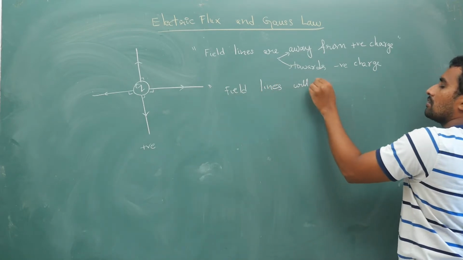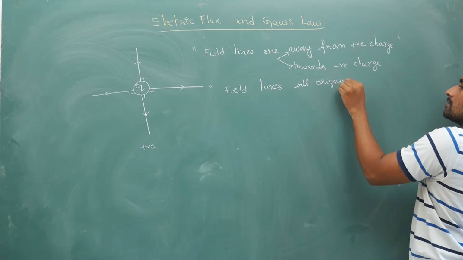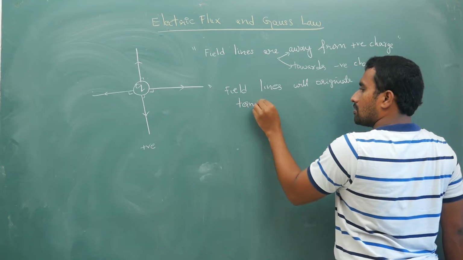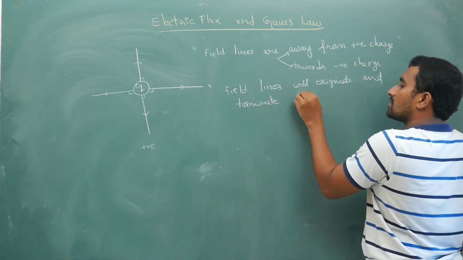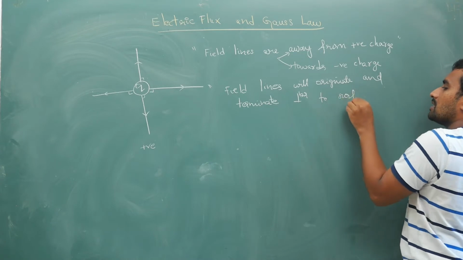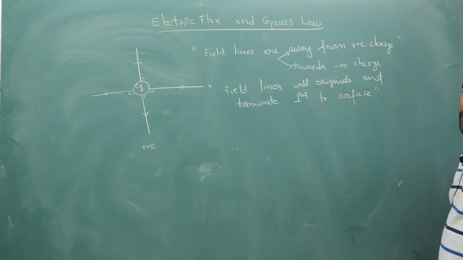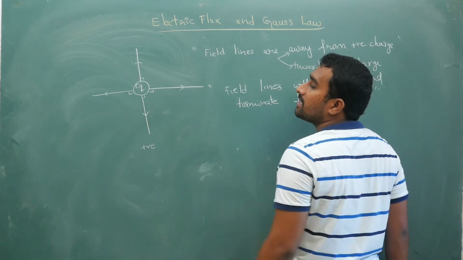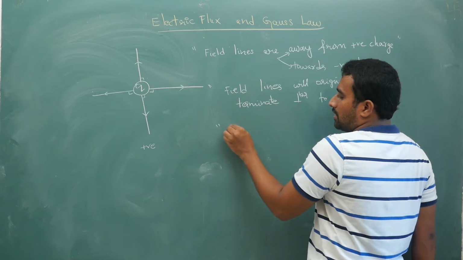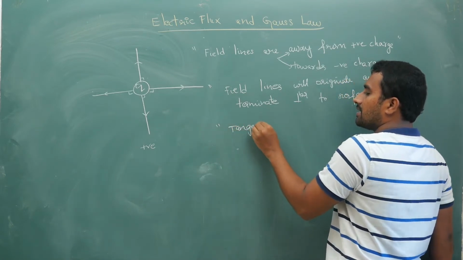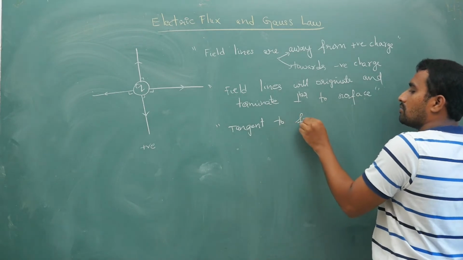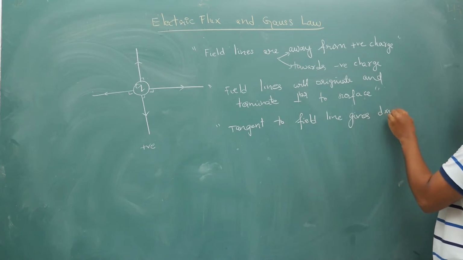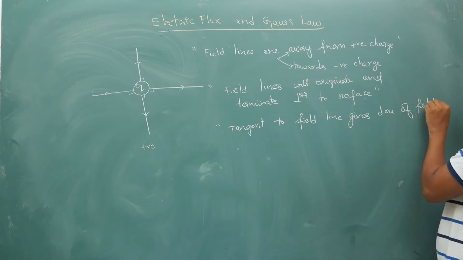Another important point is that your field lines will originate and terminate perpendicular to the surface. Now keep these points in mind. I will talk about electric field lines later, but if you have a positive charge, your field lines will be like this, and the tangent to a field line gives the direction of the field.